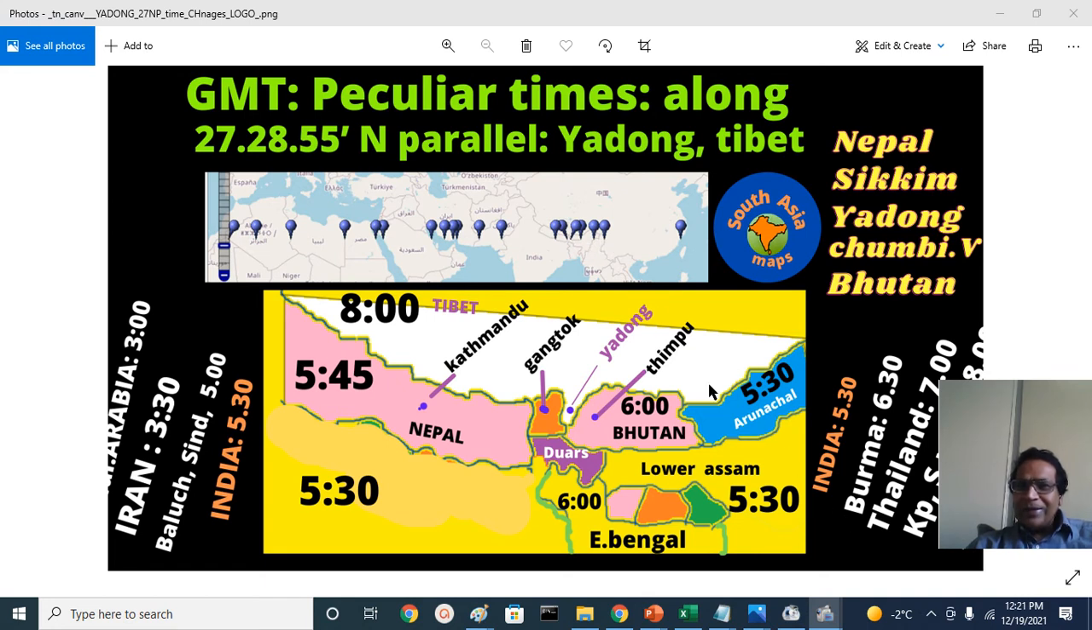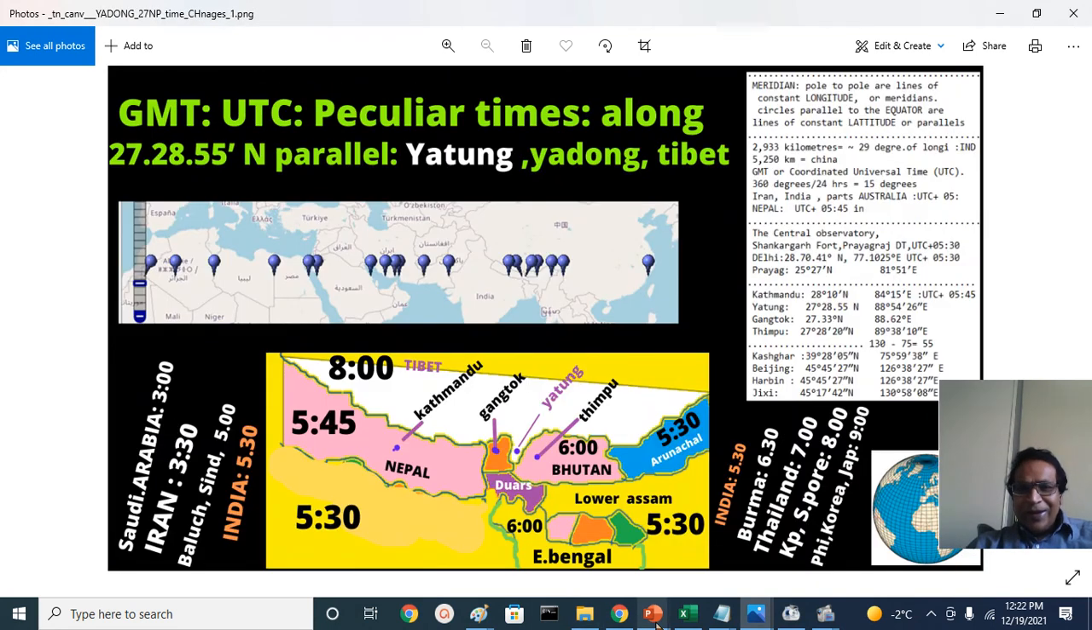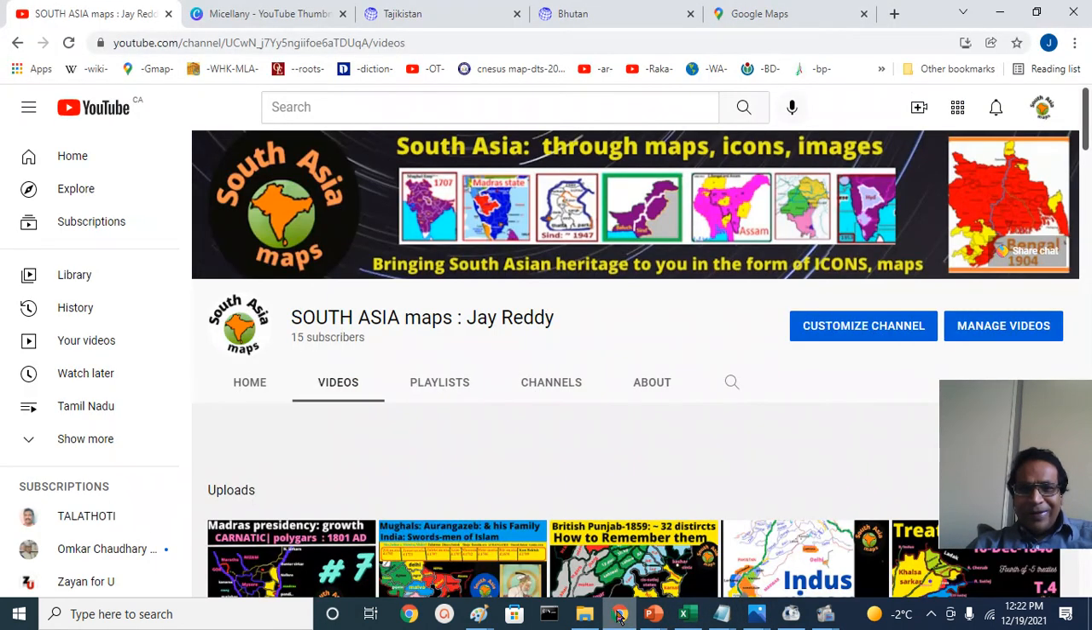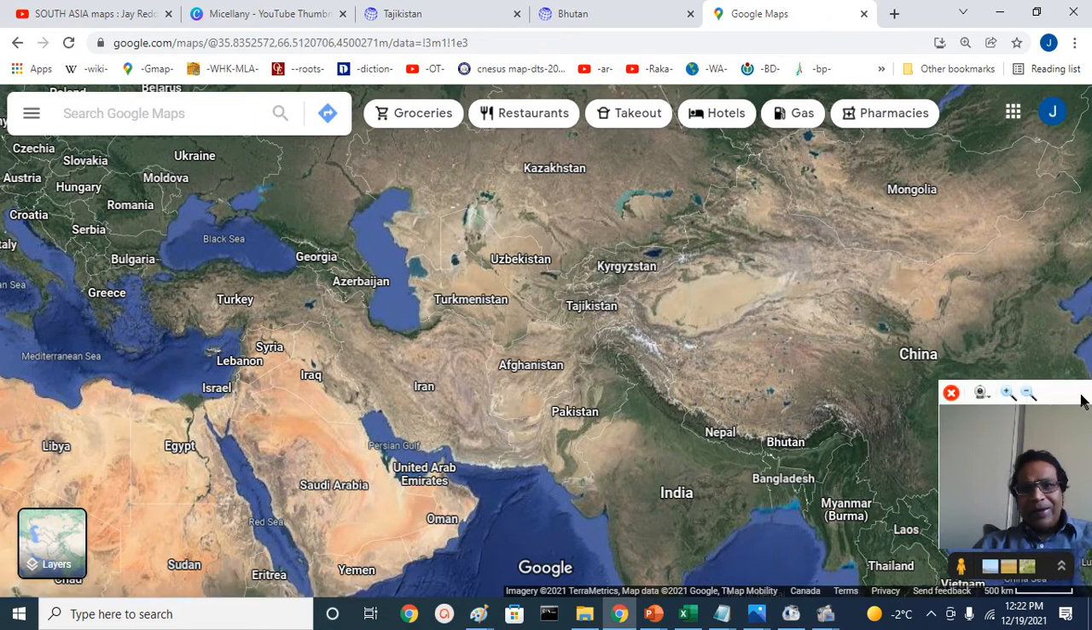Across the border in Tibet and Yunnan, there will be a time of 8 o'clock, and so on. That is about Bhutan, Chumbi Valley, Yadong, Sikkim, those regions, and a very peculiar time. If you go and look at the map, we'll see the map. This is the Google map we are looking at.